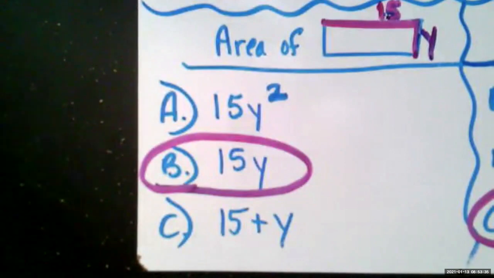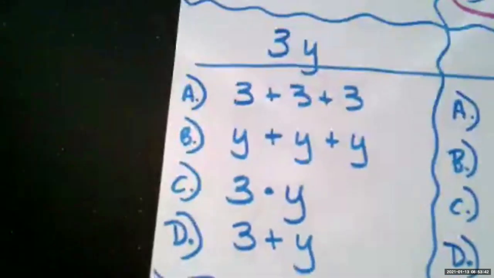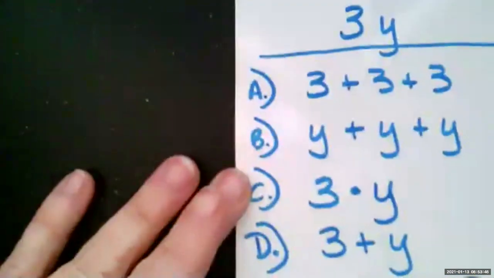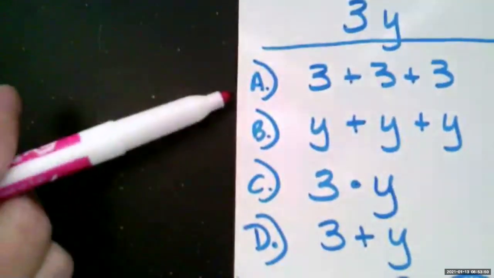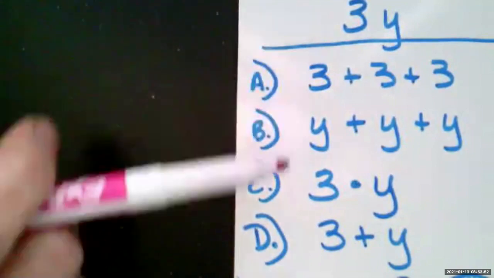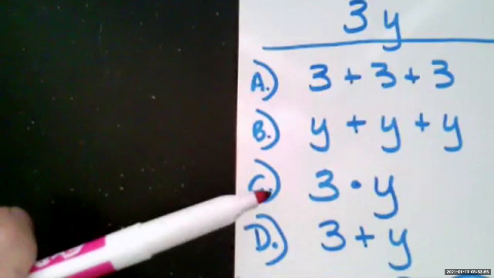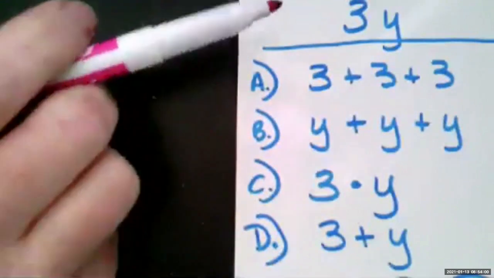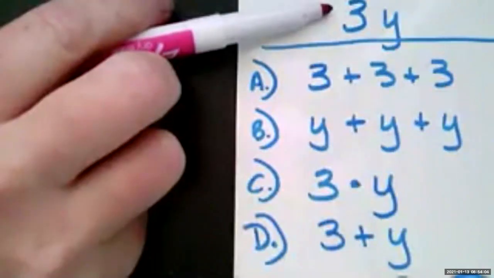Let's do two more. And these two actually are going to have two answers. I have 3y represented here at the top. Okay, and then there are four choices. There are two correct answers. Make sure you put both answers in your same text here. Which ones of these represent 3y?